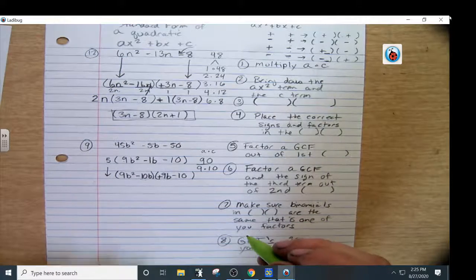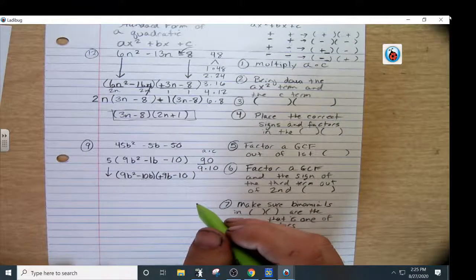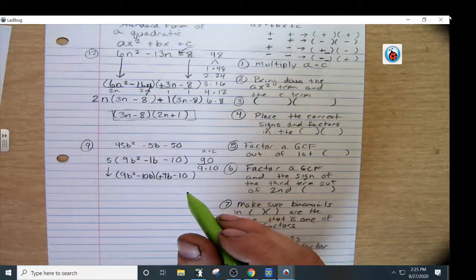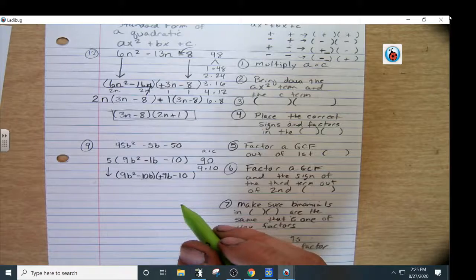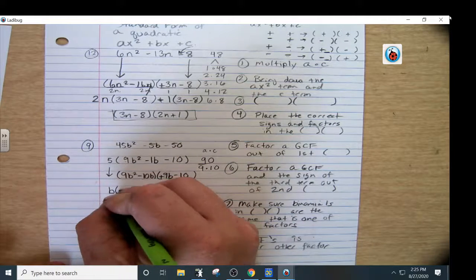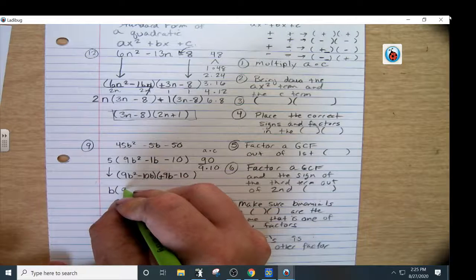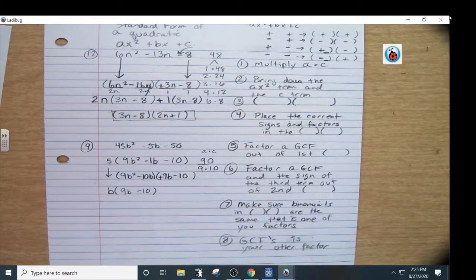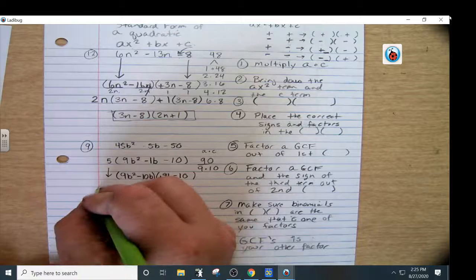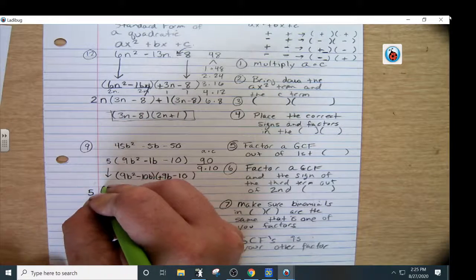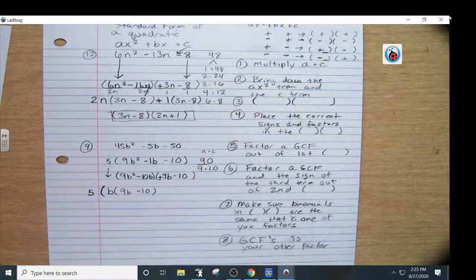Okay? Now, so the GCF here, guys, 9 and 10 does not have a common factor except 1. That ain't going to really help you, but we can factor out a B. So we're going to do B. That's going to be 9B minus 10. Guys, I'm going to put an extra parenthesis there and put my 5 out there too, just to keep it separated.